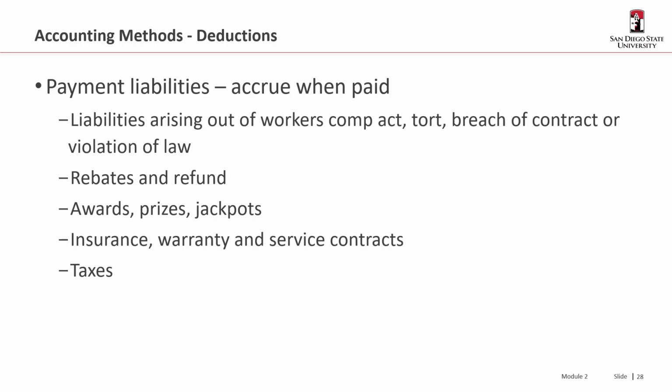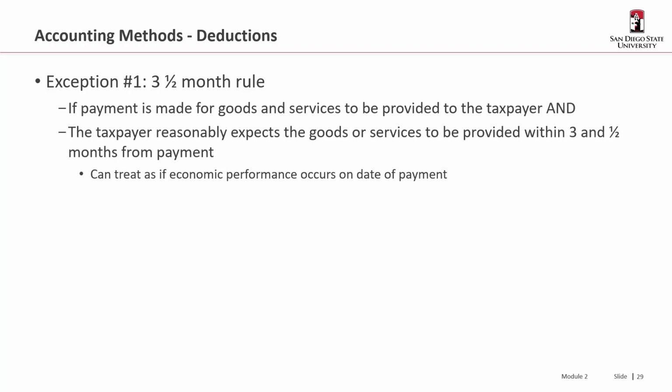So payment liabilities, you cannot accrue until they're paid, which means you don't really accrue them. So what are payment liabilities? Liabilities arising out of workers' comp, tort, breach of contract, or violation of law. Liabilities for rebates and refunds, awards, prizes, and jackpots, insurance, warranty, and service contracts, and taxes. All of these are treated as payment liabilities, which means that you accrue them when you pay them.